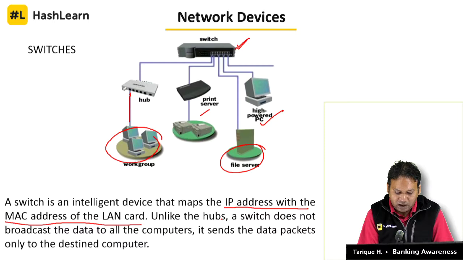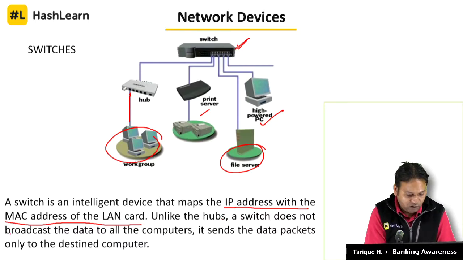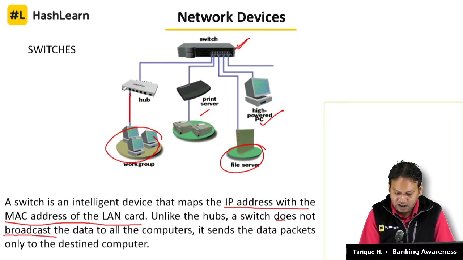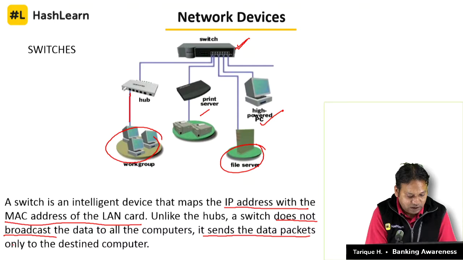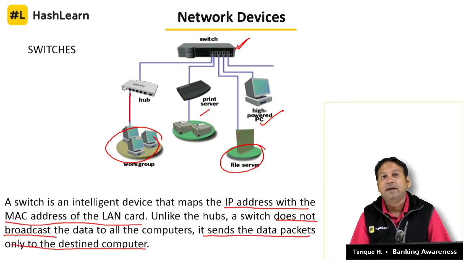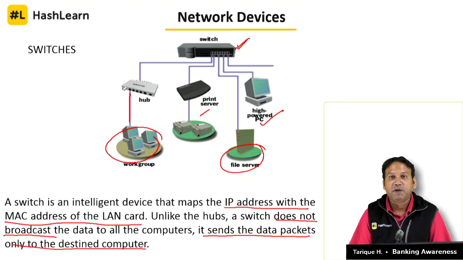Unlike hubs, a switch does not broadcast. You can see here, it does not broadcast the data to all computers. It sends the data packets only to the destined or the destination computer. This is the main difference between a switch and a hub. Clear? A number of hubs can then be connected to a switch.